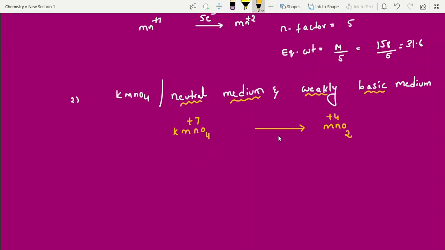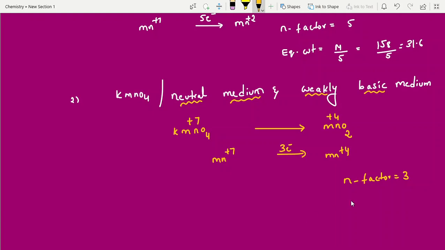If you are confused about oxidation state calculation, you can definitely go through our videos, Part 1 and Part 2, where I explained it. Higher order questions were also explained, students. Now here you can write +7 to +4. How many electrons, students? Yes, 3 electrons gained. That's all. Here the N factor is equal to 3.